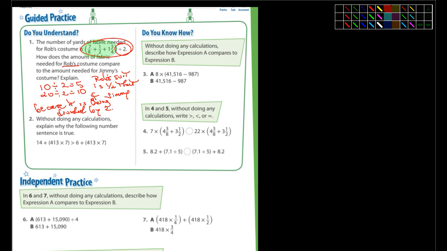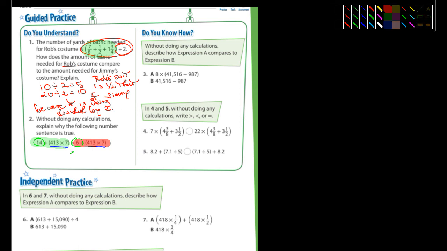So without doing any calculations, explain why the following number sentence is true. So we have 14 plus 413 times 7, and the other one is 6 plus 413 times 7. You should recognize that both of them have a 413 times 7 in parentheses, so that number is going to be the same. What's really the only difference between these? This one's 14 plus and this one's 6 plus. And so there's the symbol. That's larger than 6 plus. Why is it true? Because 14 is larger than 6.